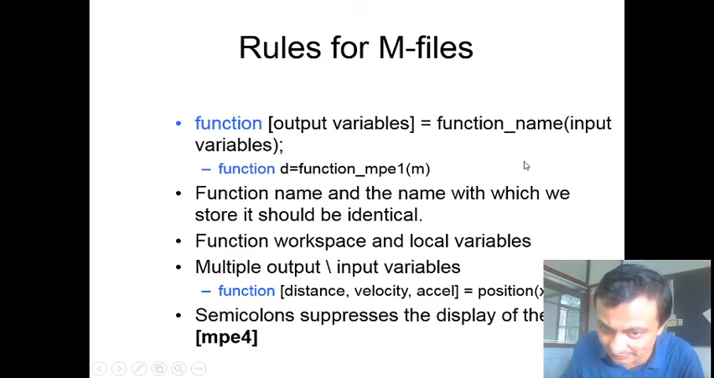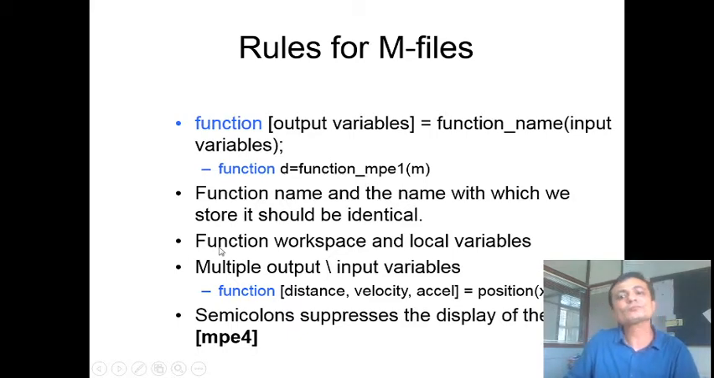When you try to save this file, I'll be showing you in MATLAB, MATLAB will by default give you this name. You can modify that, but the moment you modify it, MATLAB will not have access to it. So I'll explain that. The function name and the name with which you save this file should be identical. So this function needs to be stored with the name function underscore mp1. Only then will MATLAB access this particular file under this name.